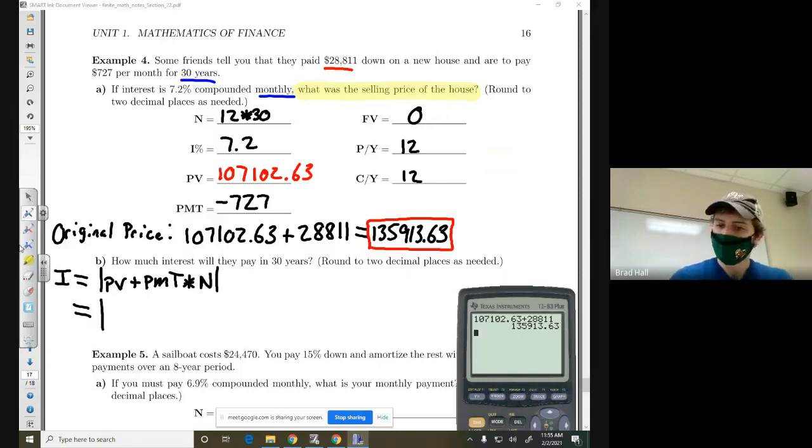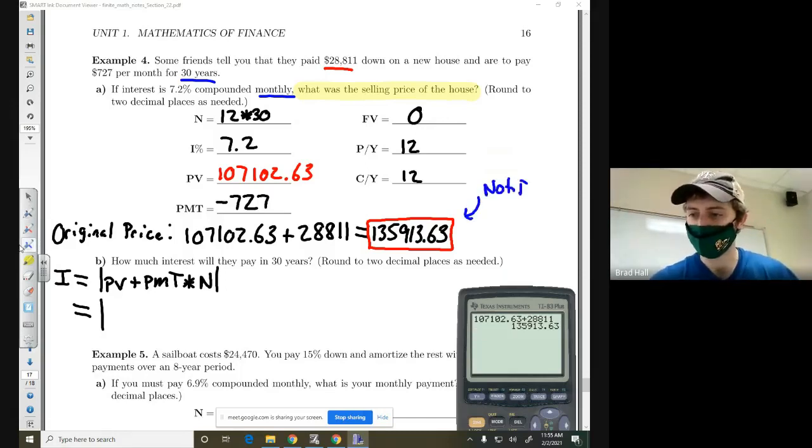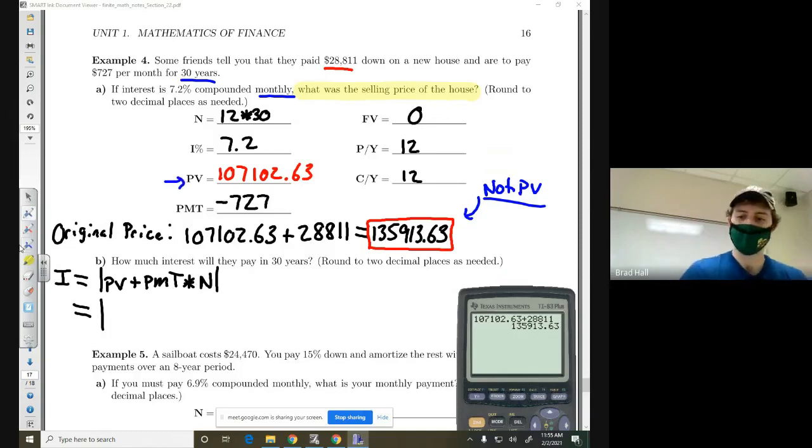So what a lot of people like to do, I've seen in previous semesters, is take the answer from the previous part and put that in for PV. This value we found right here is not PV. It's not PV. PV's over here next to PV. So make sure you use the correct value.